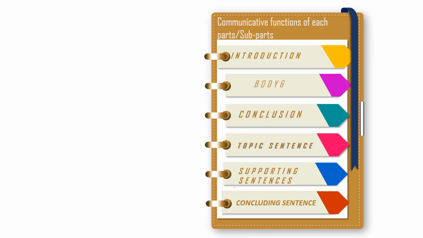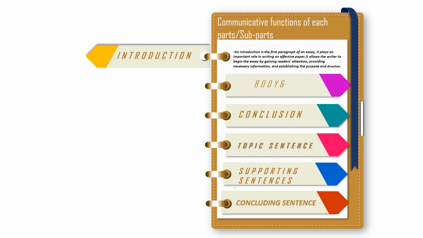And now let's move to the communicative functions of each part and of each subpart. Let's start first with the role of each part of an essay. To start with, we have the introduction, which is the first paragraph of an essay. It plays an important role in writing an effective paper. It allows the writer to begin the essay by gaining readers' attention, providing necessary information, and establishing the purpose and direction.